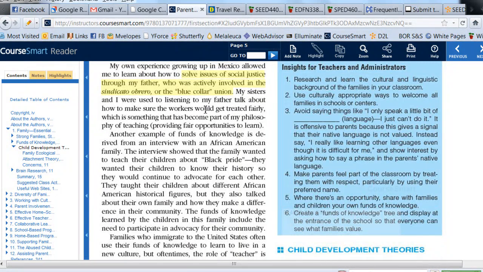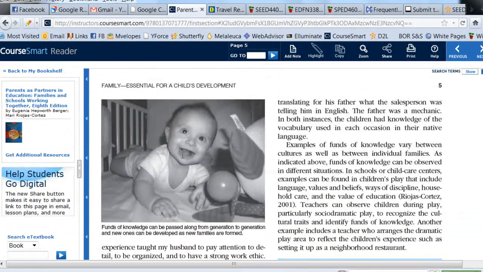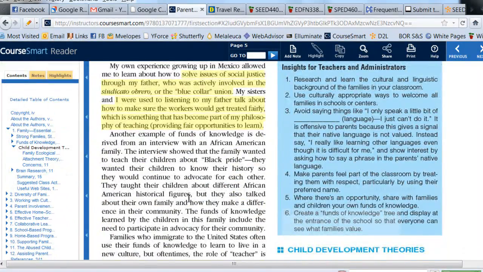My sisters and I were used to listening to my father talk about how to make sure the workers would get treated fairly, which is something that has become part of my philosophy of teaching, providing fair opportunities to learn. And I think that's interesting because, so what's the contrary to that? That we wouldn't do that? That's why I'm questioning her, Miss Cortez here, Rojas Cortez, about putting this in here.